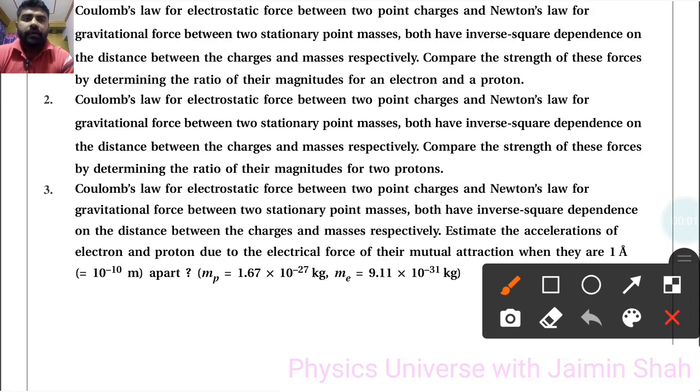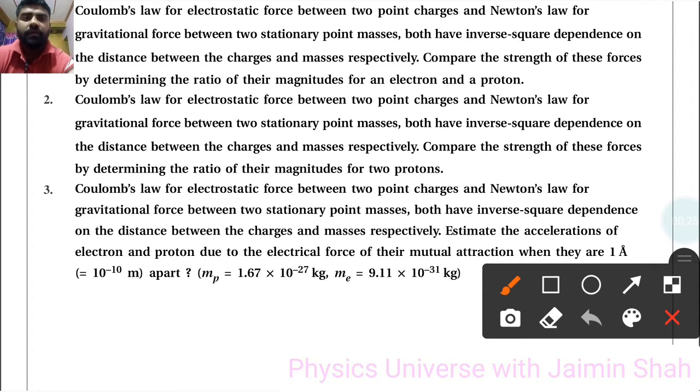Coulomb's law for electrostatic force between two point charges and Newton's law for gravitational force between two stationary point masses both have inverse square dependence on the distance between the charges and masses respectively. Compare the strength of these forces by determining the ratio of their magnitudes for an electron and a proton.